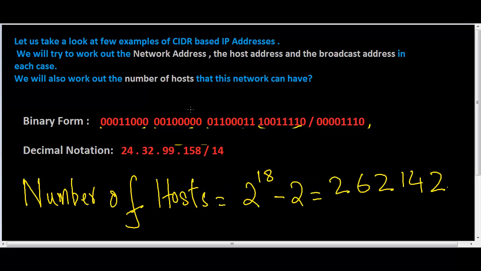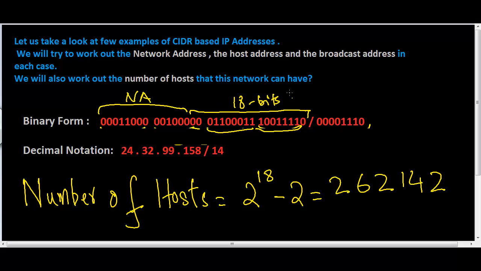So the number of hosts on this network we can calculate from the number of host bits, right? And the number of host bits was 18, right? So these 2 plus these 8 plus these 8, right? Remember, the first 14 bits were the network address, and the remaining 18 bits were our host bits. So 2 raised to power 18 minus 2 gives us this value. So these are the number of hosts that we can have on this network.